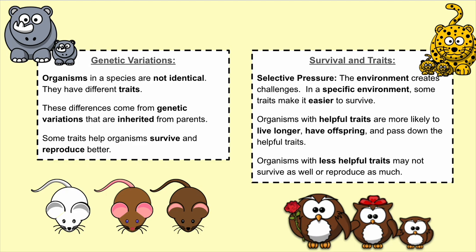For example, rabbits with thicker fur might survive better in the cold. Lizards that can blend in might avoid predators more easily. The ones with the helpful traits live longer, have more offspring, and pass those traits on to the next generation. The ones without those traits might not survive, or if they do, they might not reproduce as well.